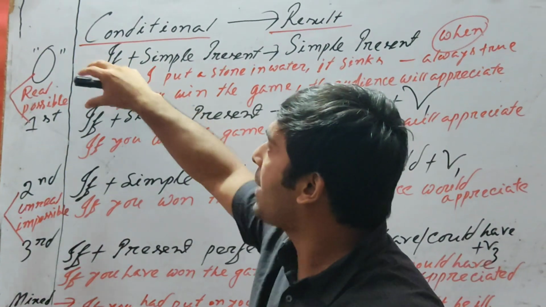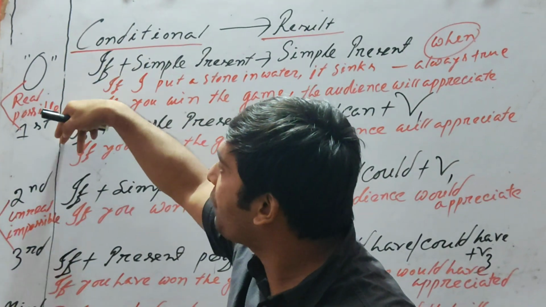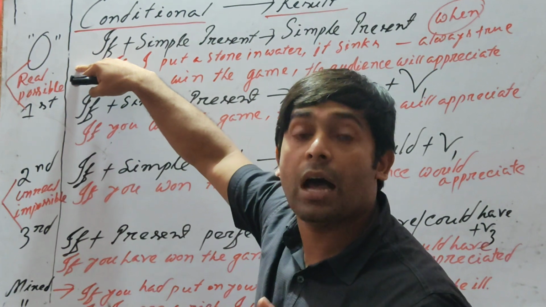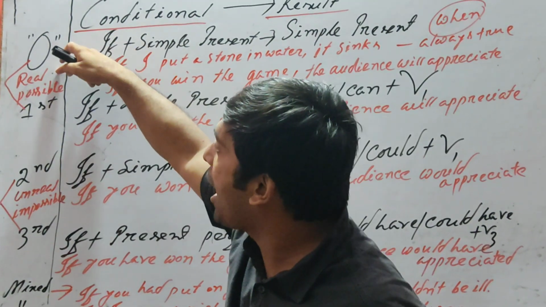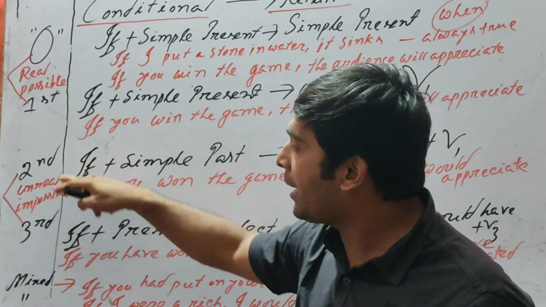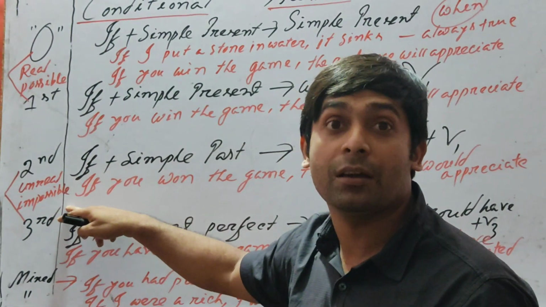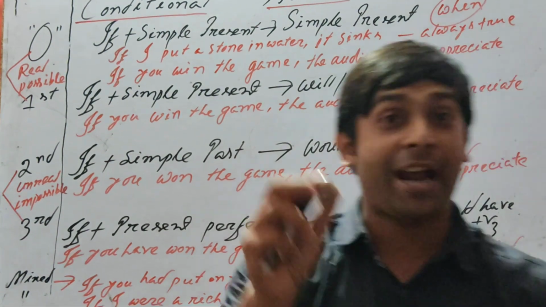Before going to the examples, first of all, I would like to mention how zero conditional and first conditional are described. They describe real and possible conditions. And the second and third conditionals describe unreal and impossible conditions. So don't worry, right now I would like to teach you practically.